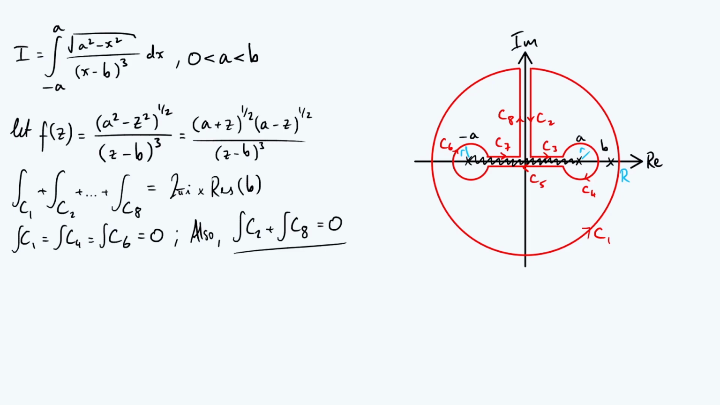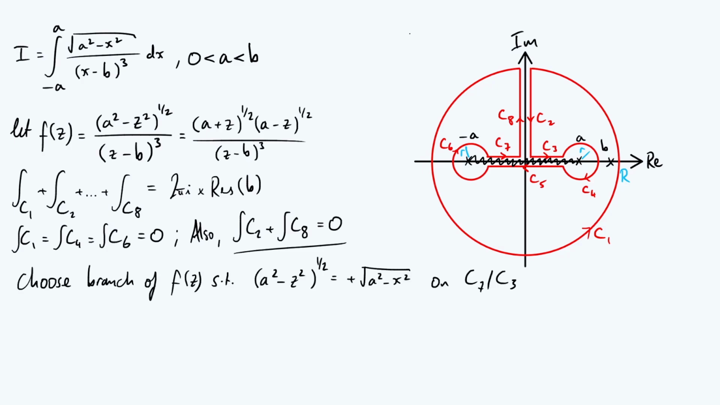The main difficulty that we're going to have is that we need to face the multi-valuedness of f of z and think carefully about what sign the power of a half in f of z is going to give us, both above and below the branch cut. So what we're going to do is simply to choose the branch of f of z such that, as I've written here, a squared minus z squared to the half is the positive square root of a squared minus x squared on C7/C3, in other words, just above the branch cut.